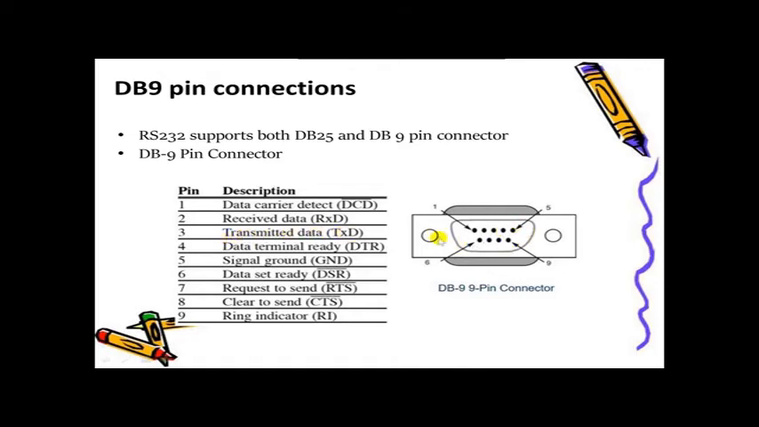The fourth one is data terminal ready, that is DTR. The fifth one is signal ground, that means the ground pin. The sixth one is data set ready, and the seventh one is request to send. The eighth one is clear to send, and the ninth one is ring indicator, which is indicated as RI. RS232 supports both DB25 and DB9 pin connectors, but we most commonly use DB9. And this is the pictorial representation of DB9 pin connectors.